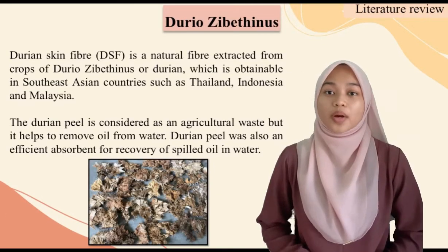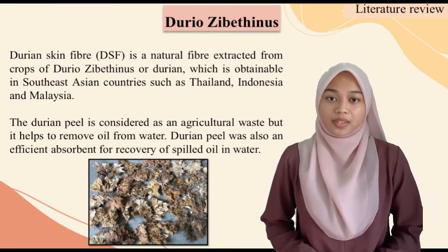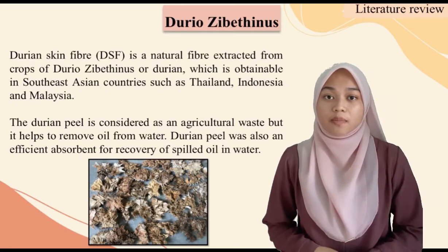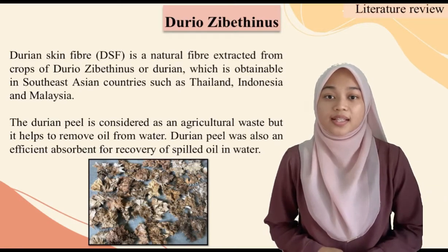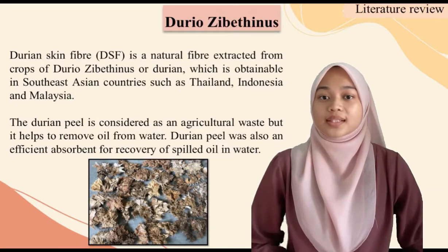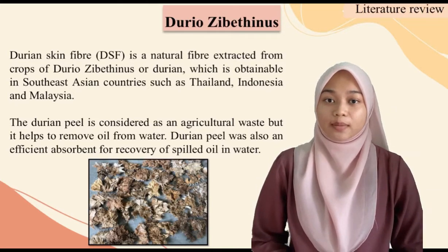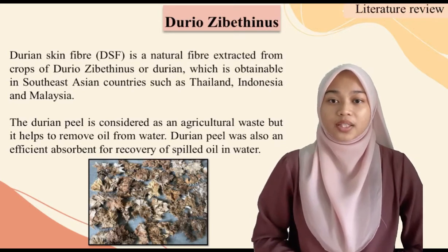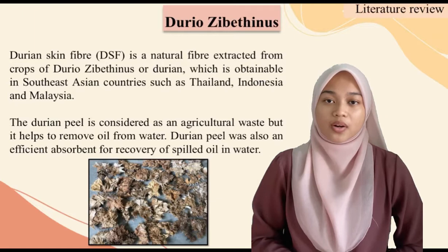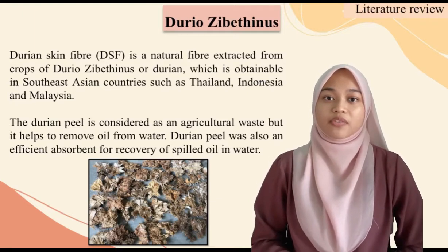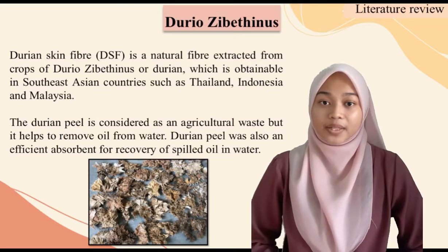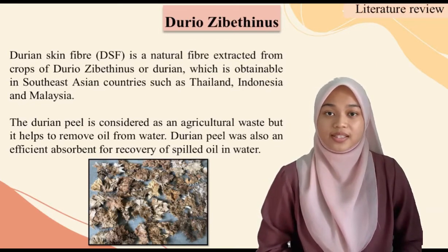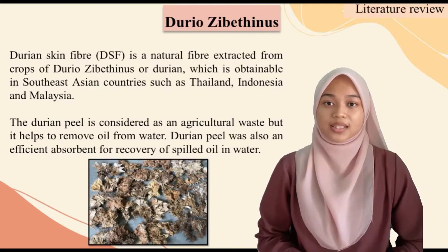Durio zibethinus is one of the materials used in this study. Durian skin fiber, DSF, is a natural fiber extracted from the crop of Durio zibethinus or durian, which is obtainable in Southern ASEAN countries such as Thailand, Indonesia and Malaysia. Durian peel is considered an agriculture waste, but it helps to remove oil from water. Durian peel was also an efficient adsorbent for recovery of spill oil in water. The bioadsorbent can be used for cleaning oil spills along coastal areas that cause adverse effects not only to all living sea organisms but also human economic activity. Agro waste has high commercial potential due to its efficiency in oil absorption, cost effectiveness and biodegradability.